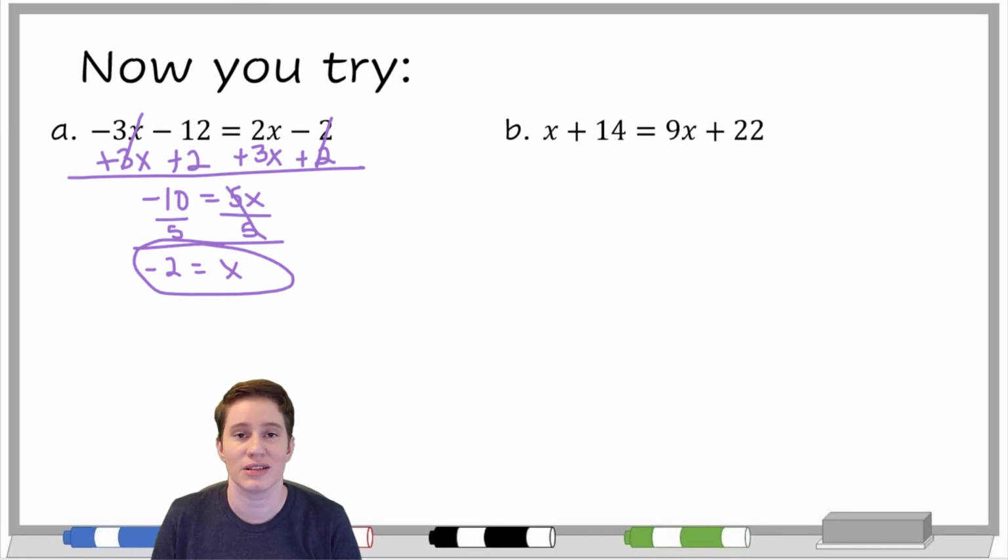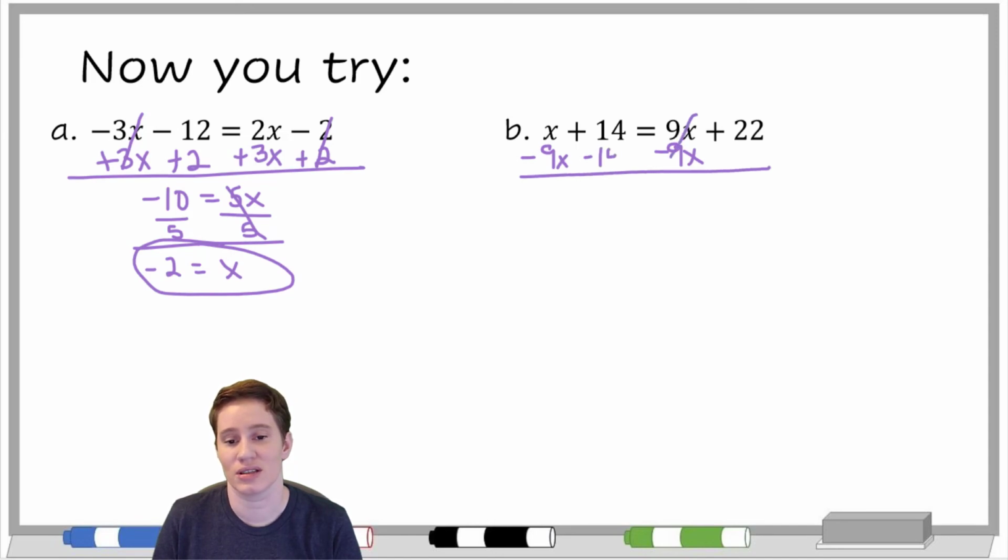So I'm going to be different this time, and I'm going to move the 9x over to the left, even though that is going to give me a negative number. If you did it the other way, that's fine. Either way, we should get the same answer, whichever way we decide to do it. But if you made a mistake and moved to the right, hopefully you'll still be able to figure out your mistake. So I'm going to subtract 9x from both sides and subtract 14 from both sides so that I get negative 8x equals 22 minus 14, which is 8. So I divide both sides by negative 8 and I get negative 1.